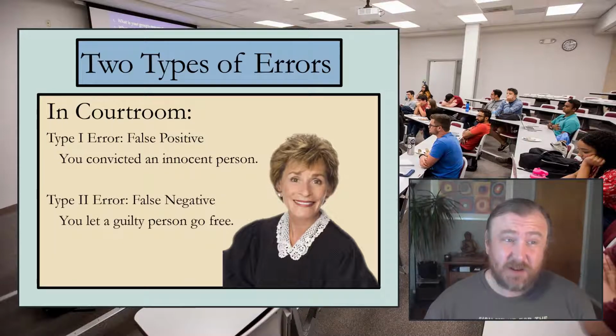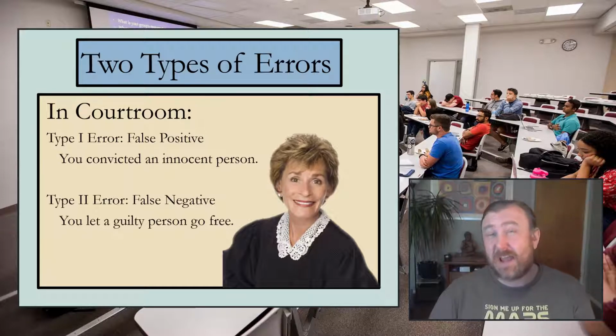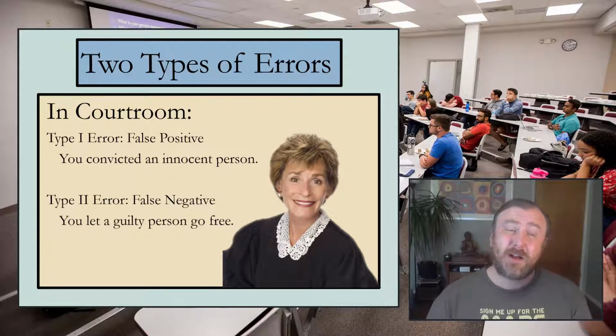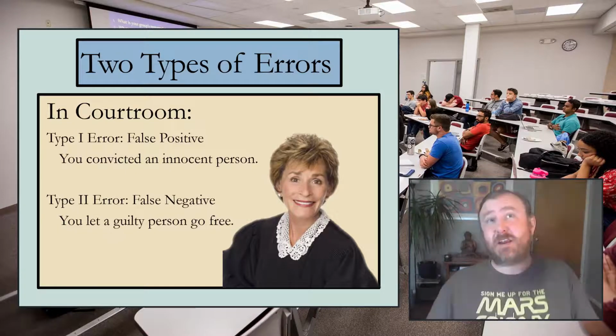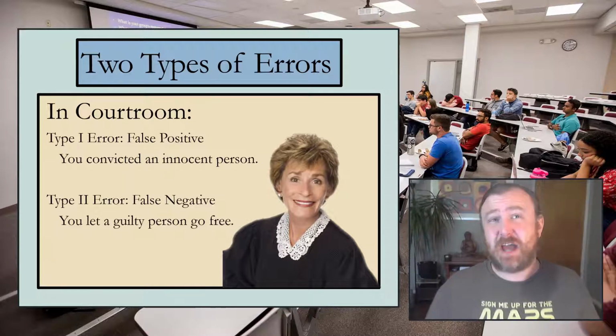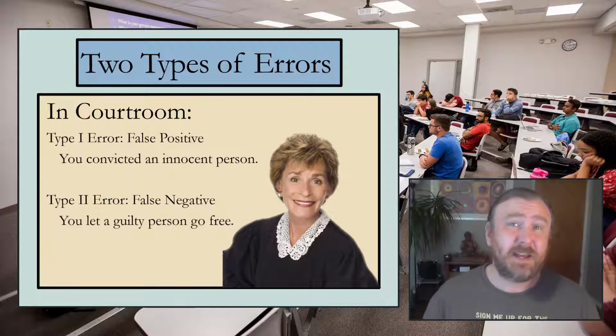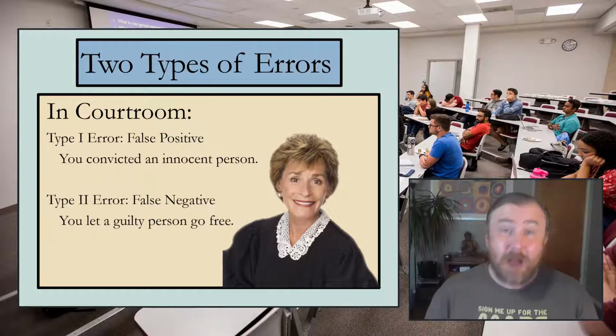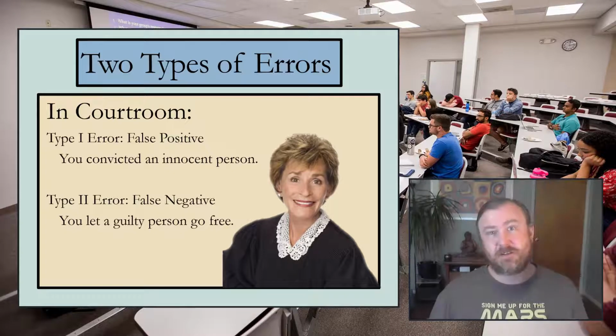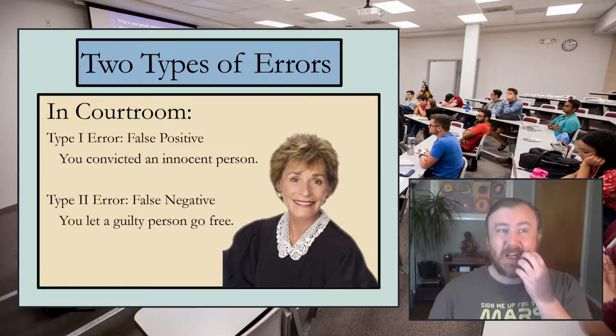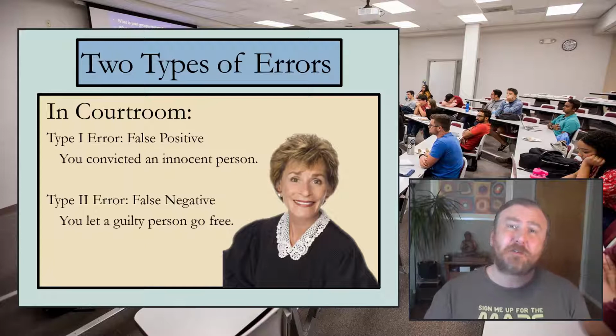And also, there is a false negative error, right? Where there isn't enough evidence to reject the null hypothesis that they're innocent, and they're actually guilty. And so we let a guilty person off the hook. And so this first type of error, a false positive, is called a type 1 error. The second type of error, a false negative, is a type 2 error.